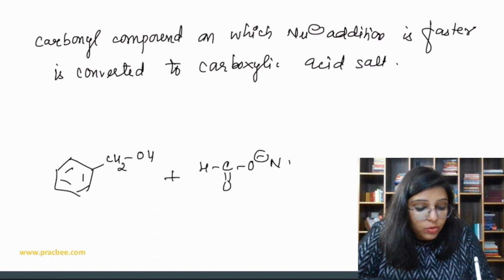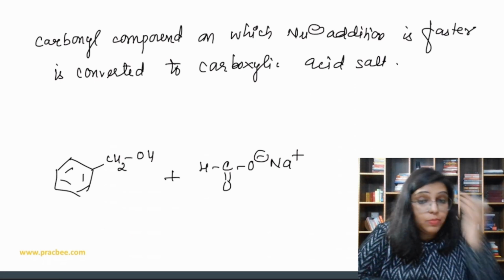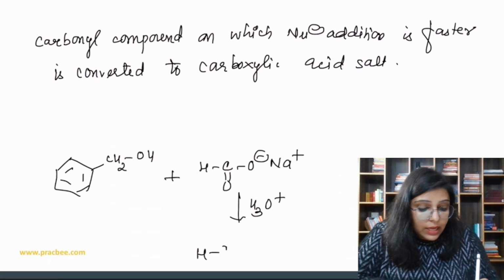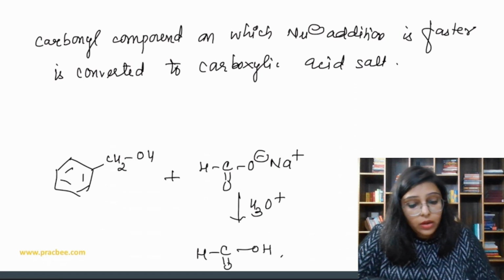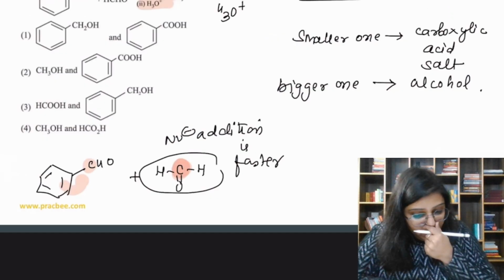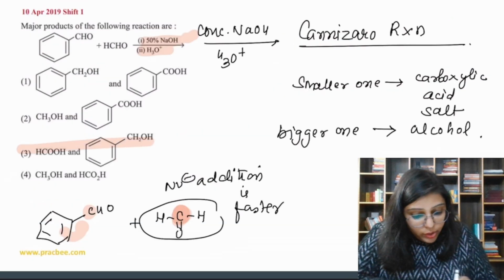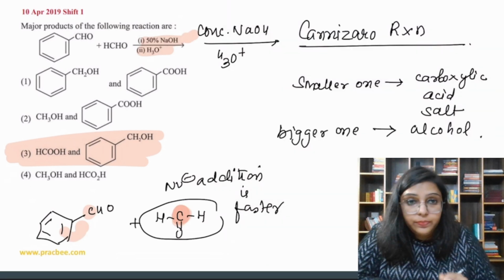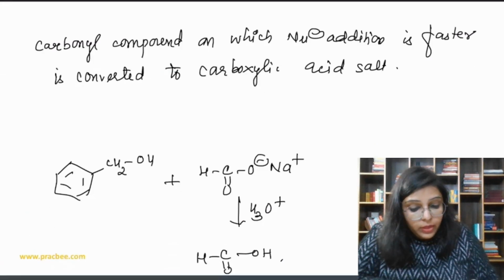We have one carbon, so we form the one carbon carboxylic acid salt. Then in the presence of H3O positive, we get HC double bond O with OH. Okay. Now on the basis of that, what do we get? Answer is going to be option number 3. Okay, is it clear?